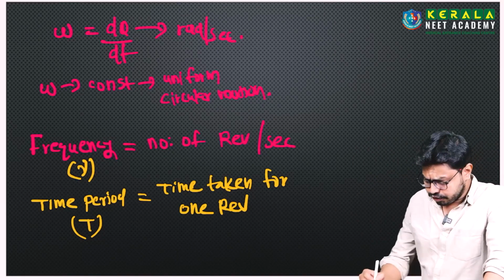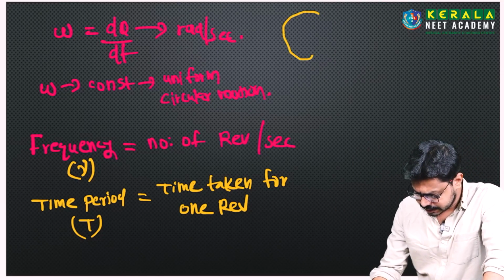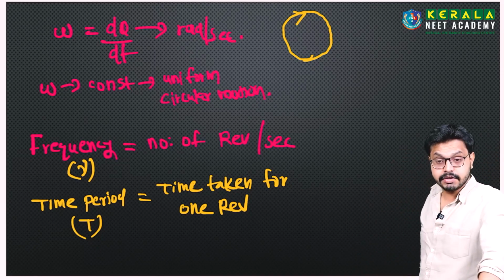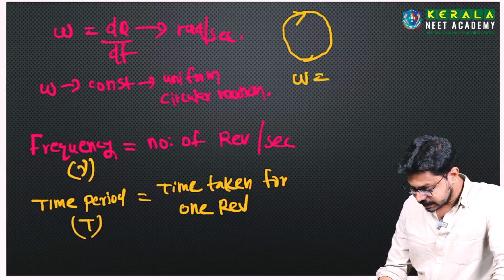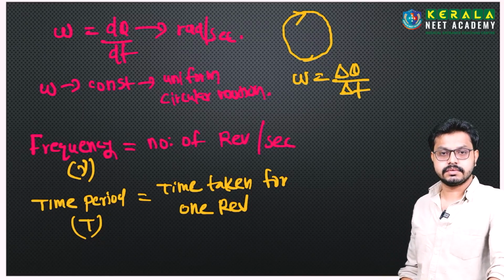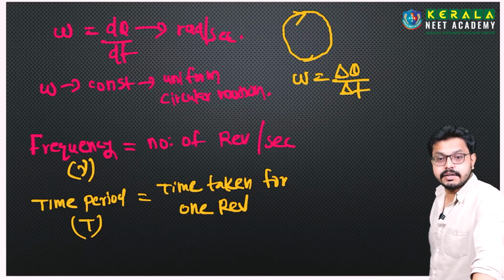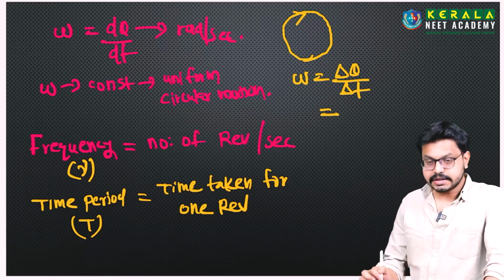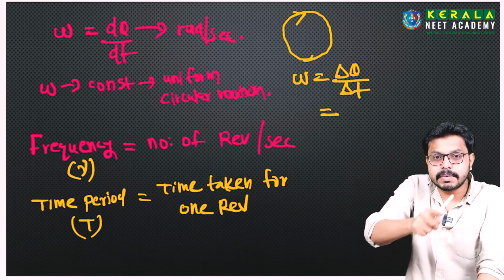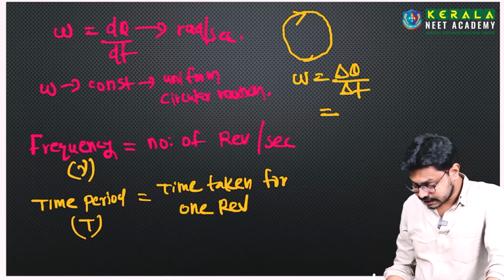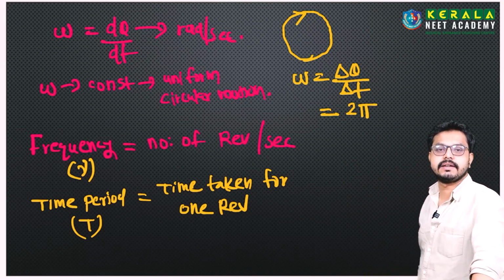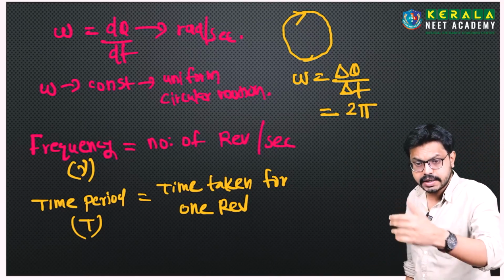So omega. If I consider a single, complete revolution, omega is equal to delta theta divided by delta t, right? So what is the delta theta when one revolution is completed? Delta theta is equal to 2 pi, that is 360 degrees, 2 pi radian. The unit of angle is radian, so I am writing it as 2 pi.